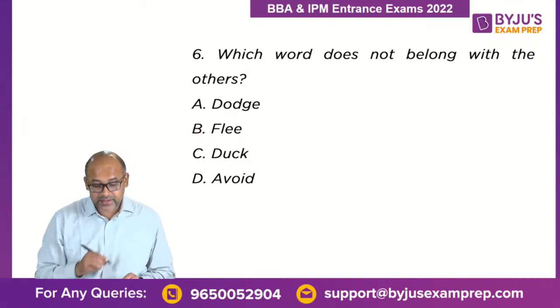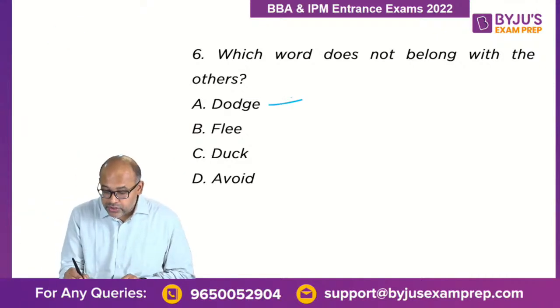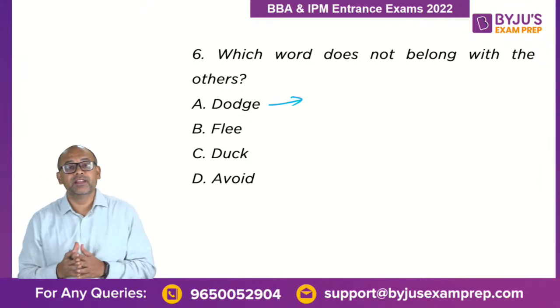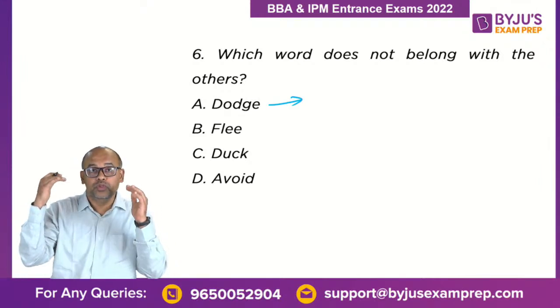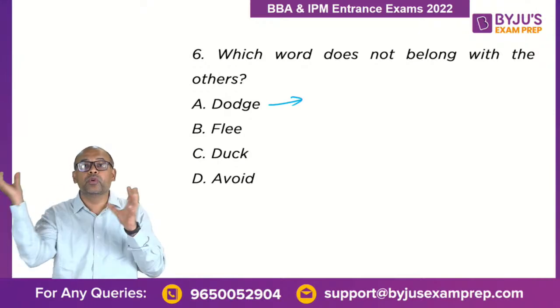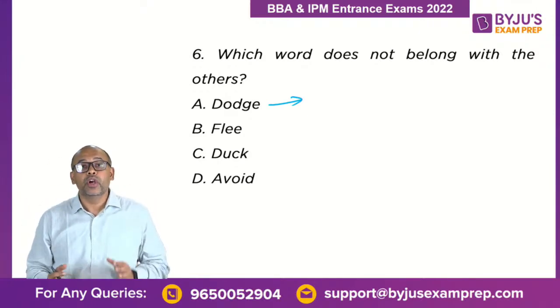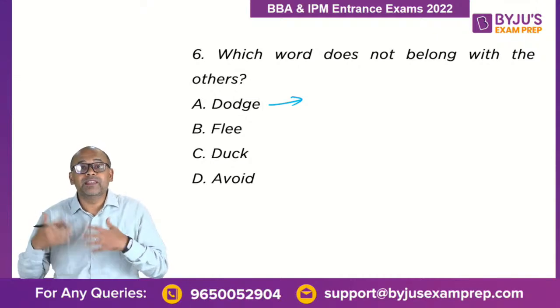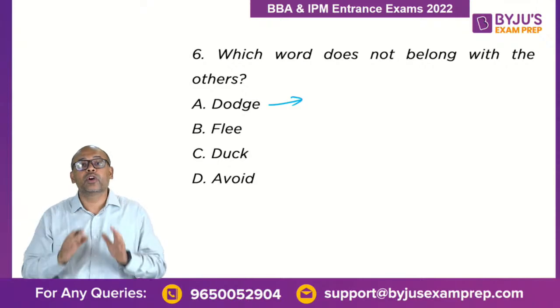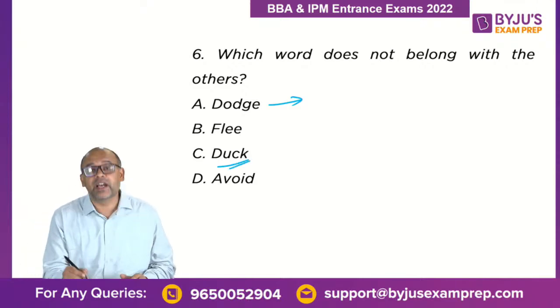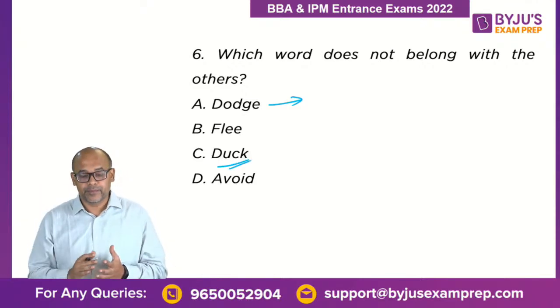Let's understand why this is the correct answer. Dodge in English means to duck, or jhukna, such that something is going above and missing you. Dodging is missing something by doing an action of ducking. So like this if I do, that's called dodge. The same thing is duck. Duck has the same meaning.